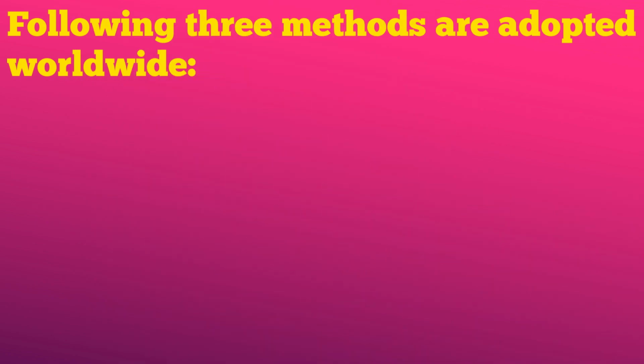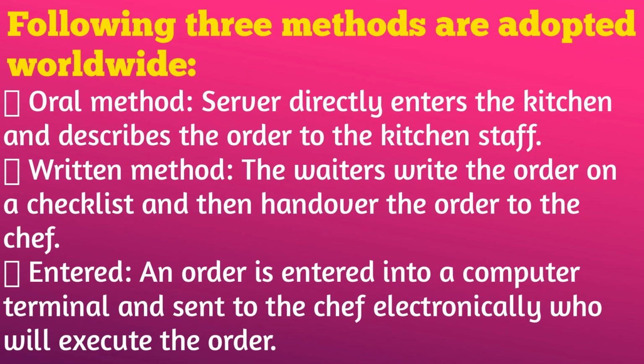The following three methods are adopted worldwide. Oral method: server directly enters the kitchen and describes the order to the kitchen staff. Written method: the waiters write the order on a checklist and then hand over the order to the chef. Entered: an order is entered into a computer terminal and sent to the chef electronically, who will execute the order.